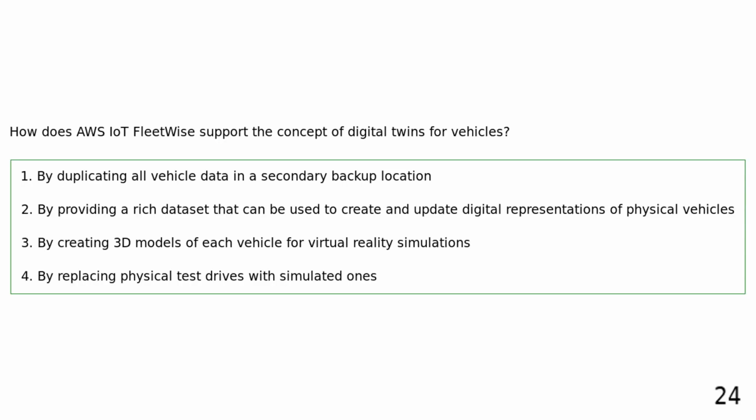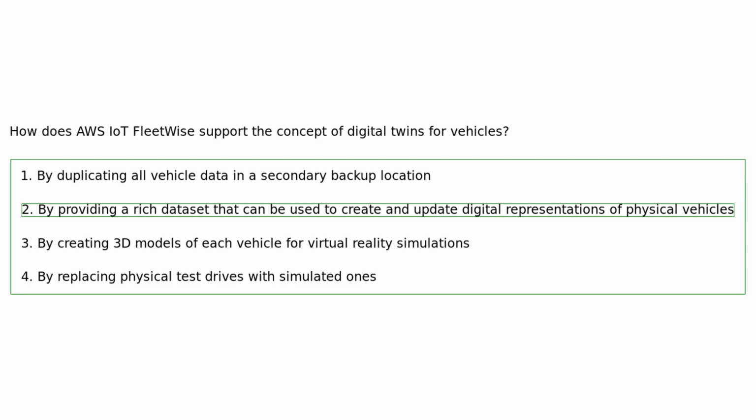How does AWS IoT FleetWise support the concept of digital twins for vehicles? By duplicating all vehicle data in a secondary backup location. By providing a rich dataset that can be used to create and update digital representations of physical vehicles. By creating 3D models of each vehicle for virtual reality simulations. By replacing physical test drives with simulated ones. AWS IoT FleetWise supports digital twins by providing a rich dataset that can be used to create and continuously update digital representations of physical vehicles, enabling advanced simulations and analysis.